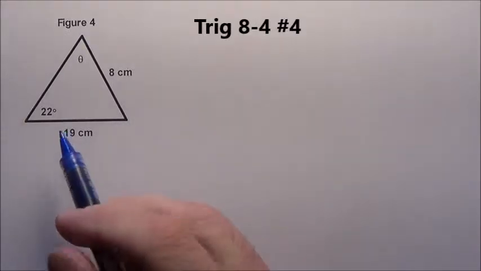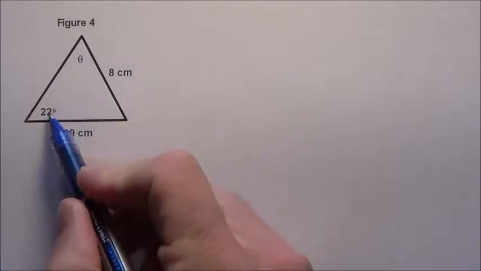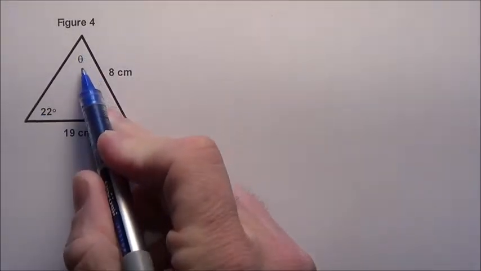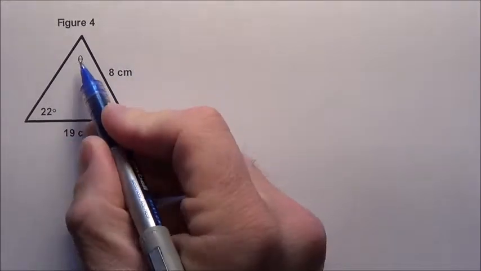Alright, figure 4 we have here. Want to try and find theta up here. We're given this angle. So we have pretty much two angles in it. Looks like a law of sines to me. With two angles, I'm usually going with law of sines.